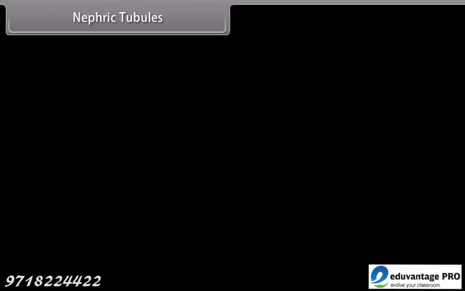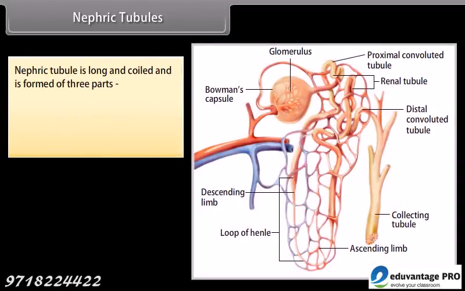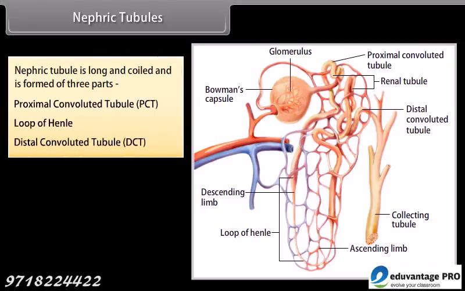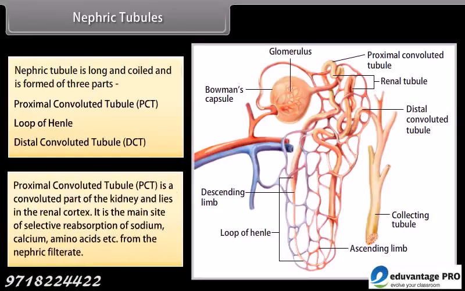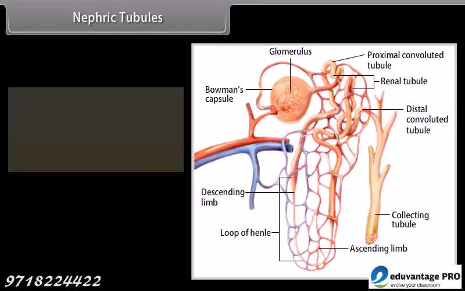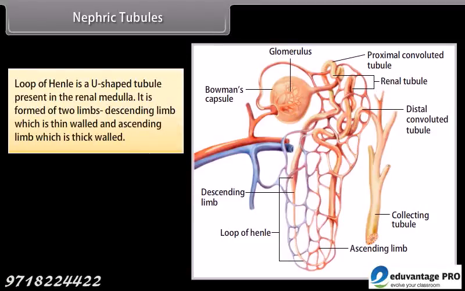Nephric tubules. Nephric tubule is long and coiled and is formed of three parts: proximal convoluted tubule (PCT), loop of Henle, distal convoluted tubule (DCT). Proximal convoluted tubule (PCT) is a convoluted part of the kidney and lies in the renal cortex. It is the main site of selective reabsorption of sodium, calcium, amino acids, etc. from the nephric filtrate. Loop of Henle is a U-shaped tubule present in the renal medulla.